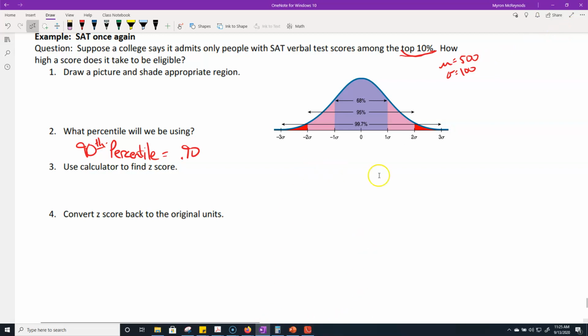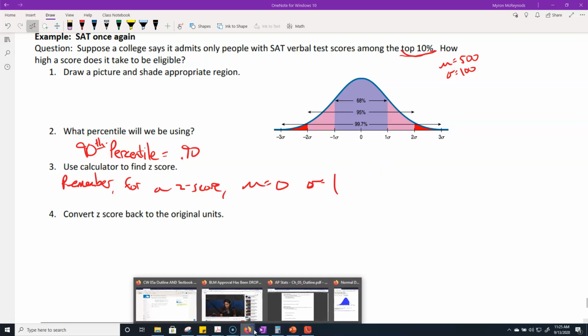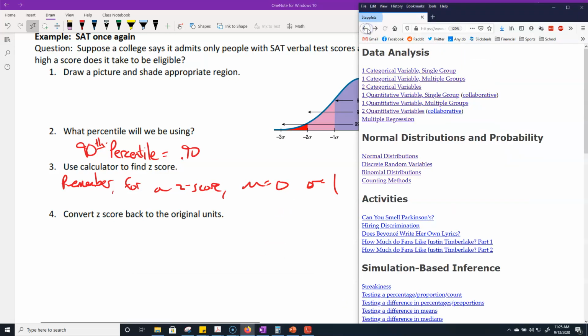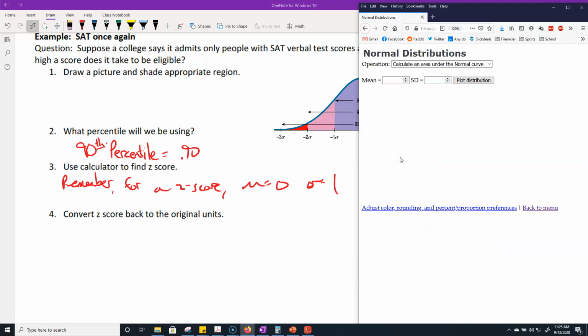So I'm going to go to Stapplet, and I want you to remember for a z-score, the mu is equal to 0 and the standard deviation is equal to 1. It's been standardized where the mu is 0 and the standard deviation is 1, so you have to remember that when you put it into Stapplet. Let me go back. On Stapplet.com, take a little time to get there if you need to, and go to normal distributions.